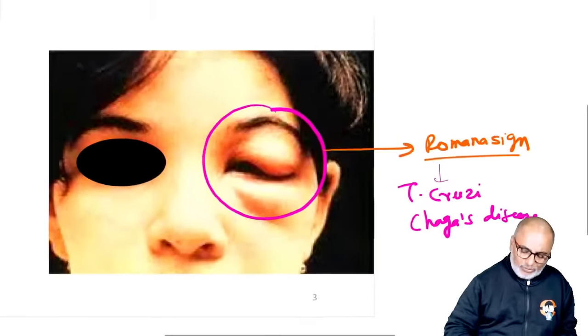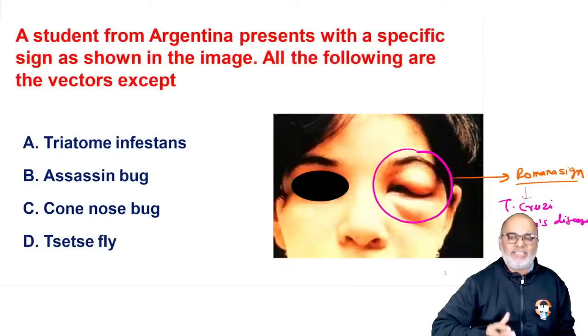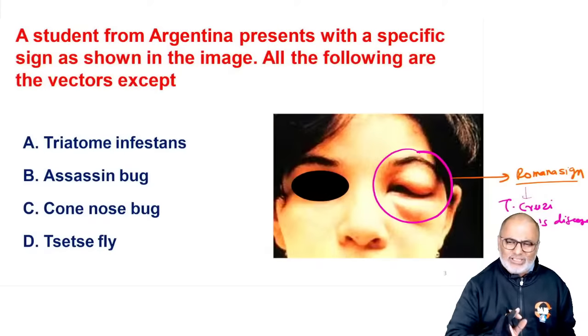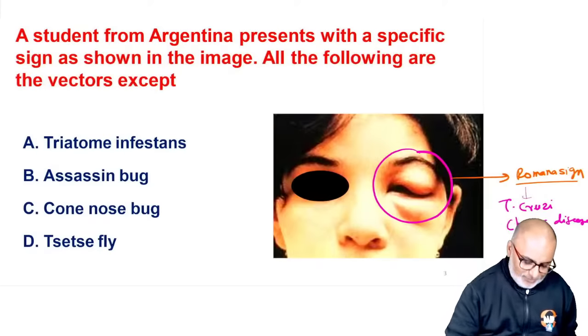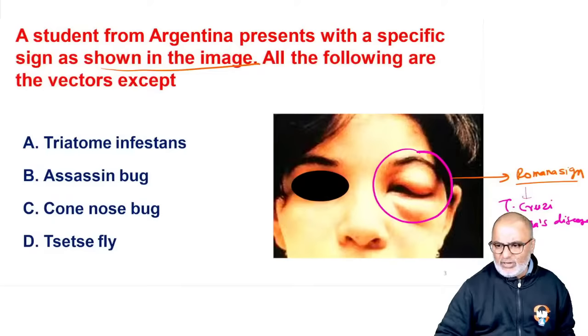So now you see the question, anything related to this topic. Sometimes directly they will ask what is the agent, what is the sign, if you are lucky. Sometimes they may ask some question related to the picture. Come on. Student from Argentina presents with a specific sign as shown in the image. Yes, that is Romana sign. All the following are the vectors except.